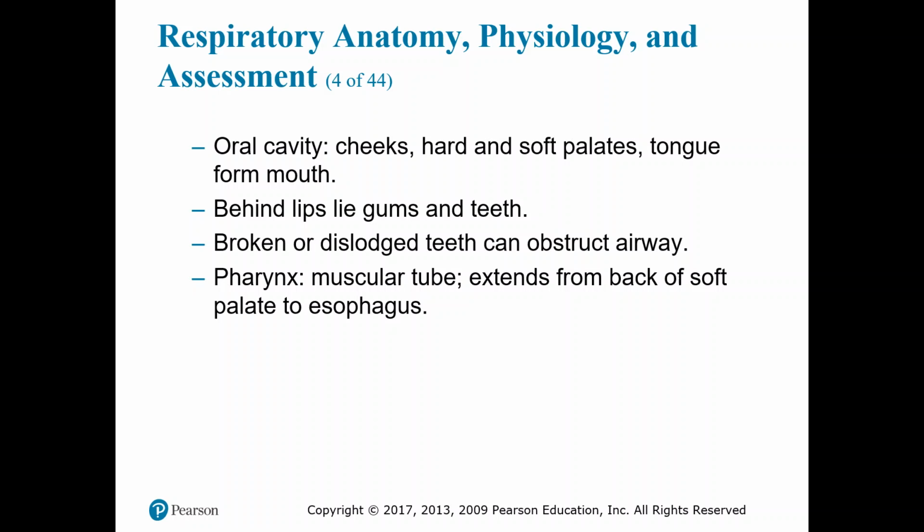Behind the lips lie the gums and teeth, normally numbering 32 in the adult. Significant force is required to avulse, dislodge, or fracture the teeth. Broken or dislodged teeth can potentially obstruct an airway. The hard palate anteriorly and soft palate posteriorly form the top of the oral cavity and separate it from the nasal cavity. The tongue, a large muscle on the bottom of the oral cavity, is the most common airway obstruction.